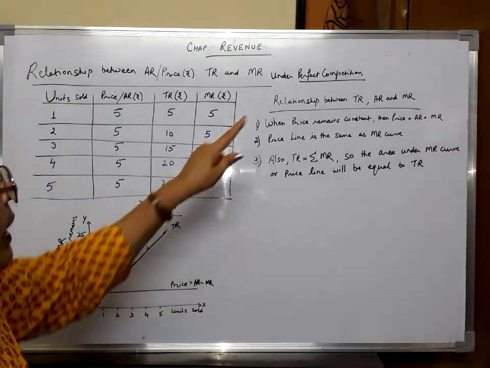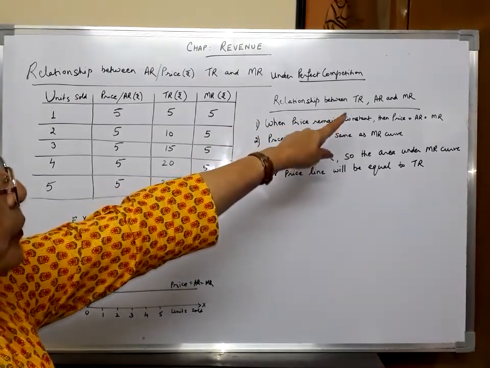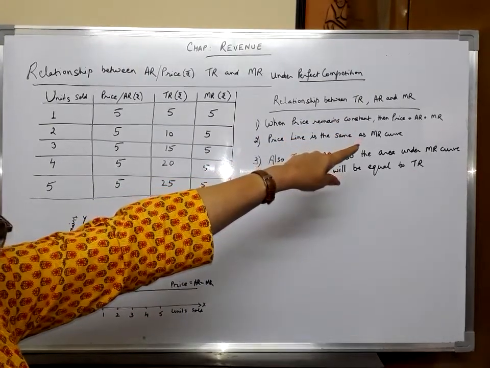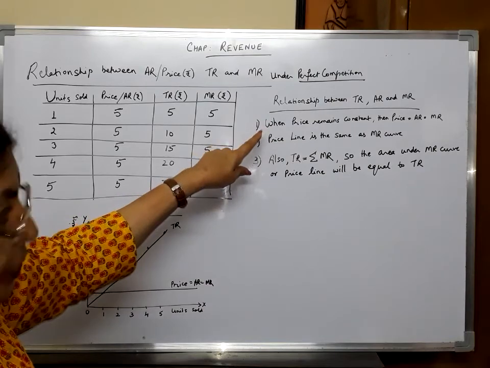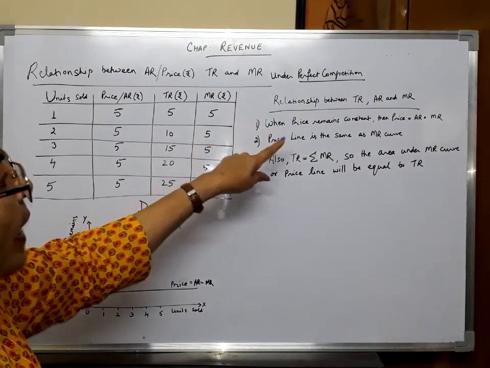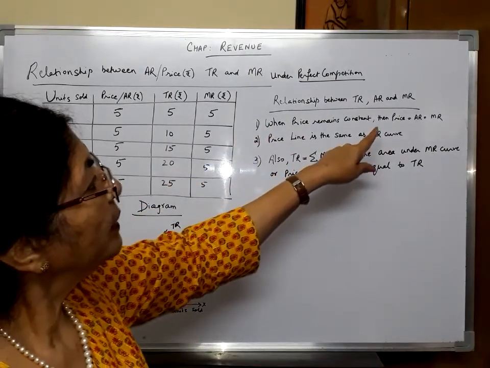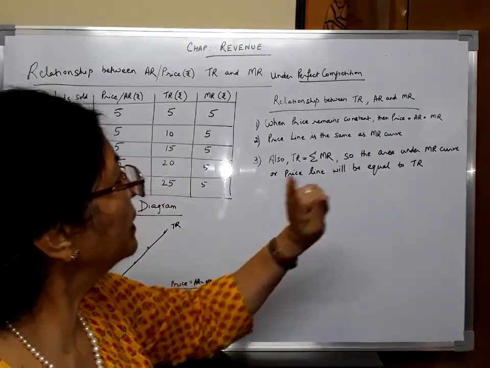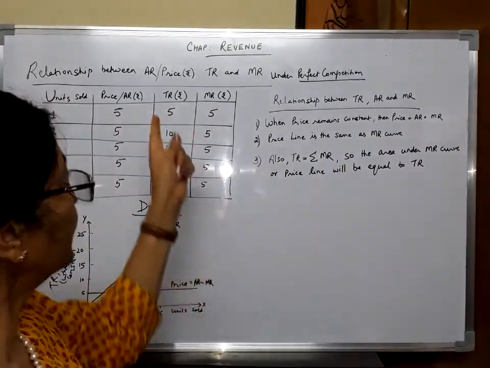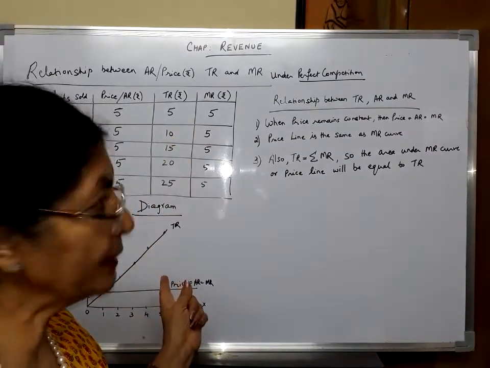Alright, the relationship between total revenue, average revenue and marginal revenue can be explained under perfect competition as follows. First one, price remains constant, then price is equal to average revenue as well as marginal revenue. This we have already explained with the help of the schedule as well as the diagram.